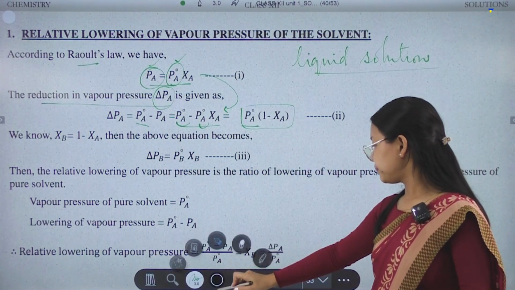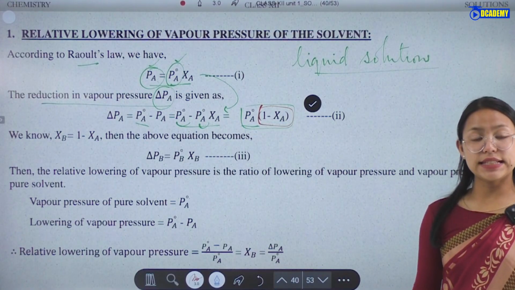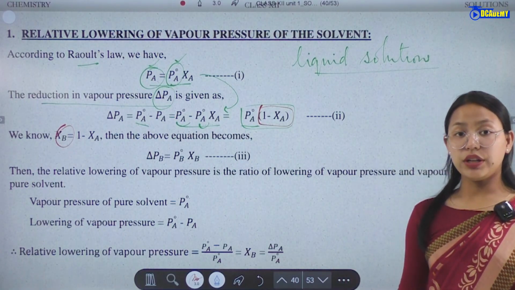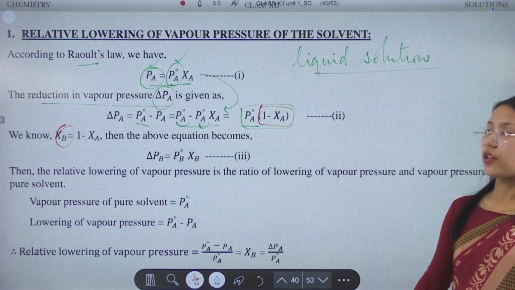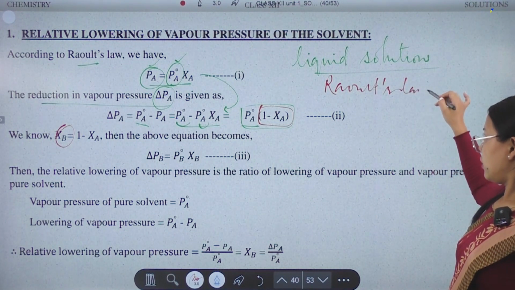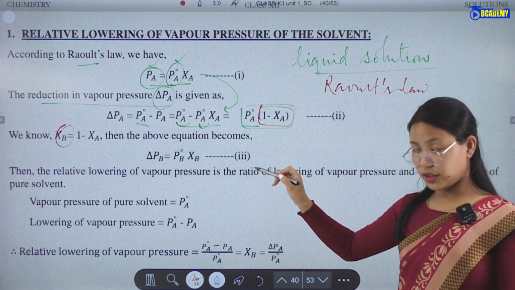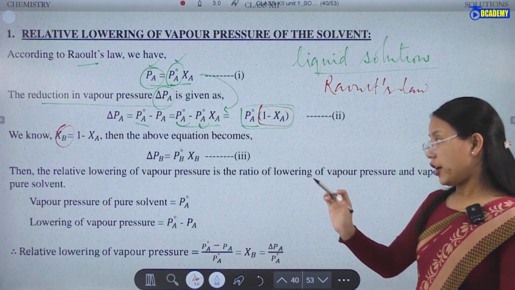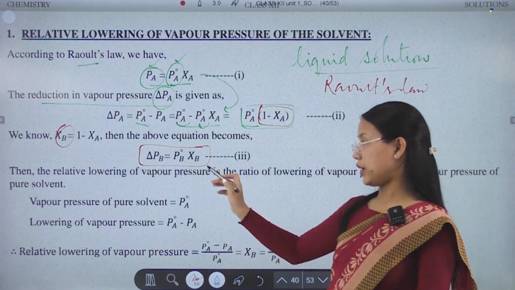This part, 1 minus XA, what is it? It is XB. We know XB is 1 minus XA from the previous calculation of Raoult's law. In the Raoult's law calculation we have already obtained that XB is 1 minus XA. The differentiation is similar to that of delta PB, which is PB naught XB.